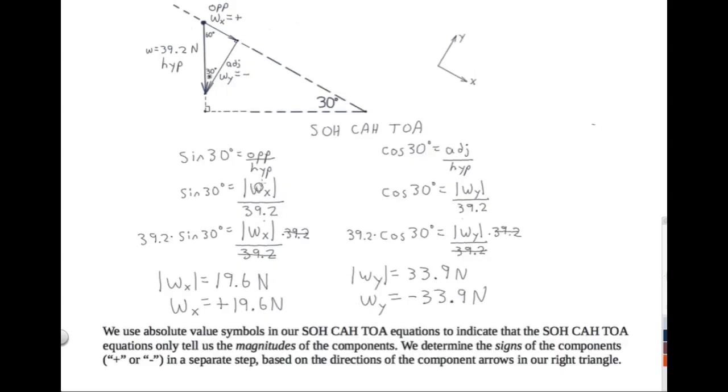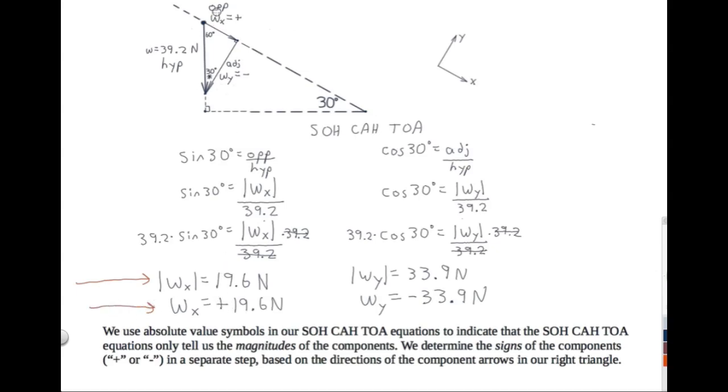Why am I using absolute value symbols in the SOHCAHTOA equations? We use absolute value symbols to indicate that the SOHCAHTOA equations only tell us the magnitudes of the components. So at this point, from our algebra, we've only determined the magnitudes of the components. We determine the signs, plus or minus, of the components in a separate step. Actually, we had earlier determined the plus or minus signs, so now we can just add that to the value of the components in this second step.